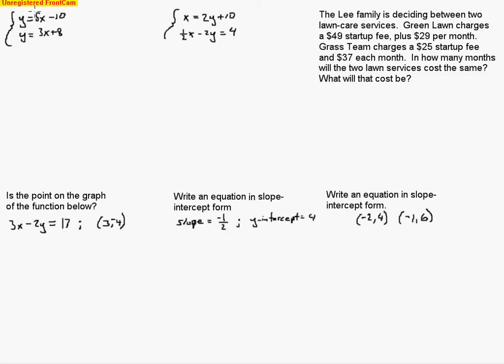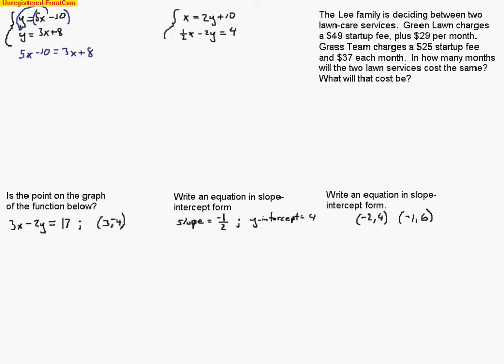Here we have y equals 5x minus 10. But y also equals 3x plus 8. So what we're going to end up doing is taking this expression here, 5x minus 10, which is what y is, and I'm going to substitute it in for y in the equation below. So I'm going to rewrite my equation. I've got 5x minus 10 equals 3x plus 8.